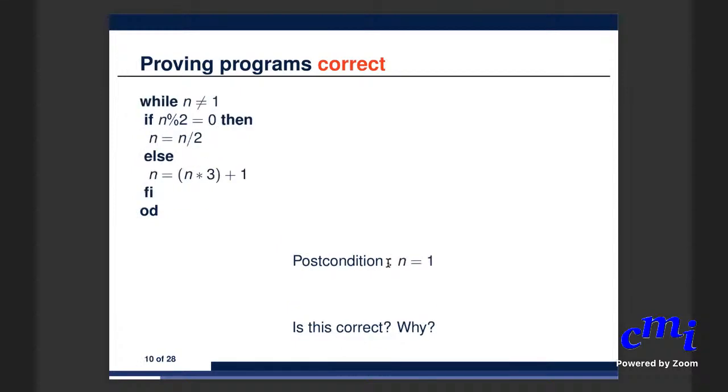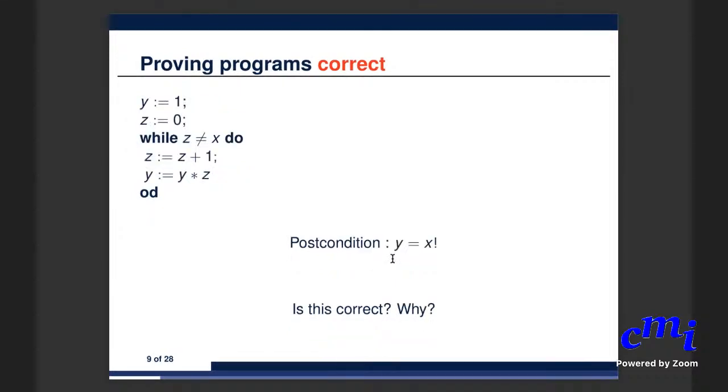Let's take another example. And this can be quite tricky. Sir, if it never terminates, does it satisfy the post condition? That's a very relevant question. That's why there are two notions of correctness in general. One is called partial correctness, and the other is called total correctness.